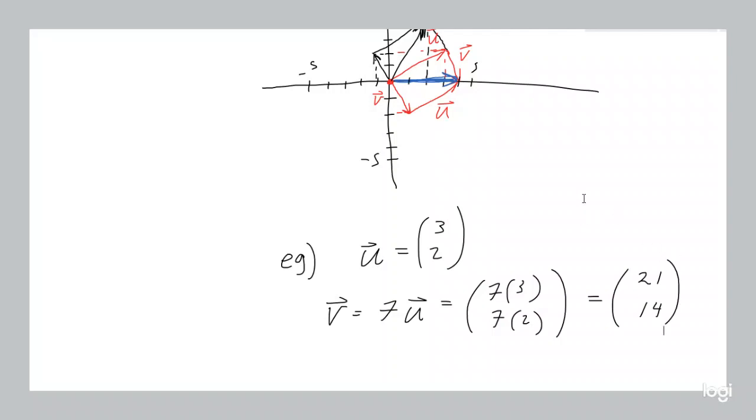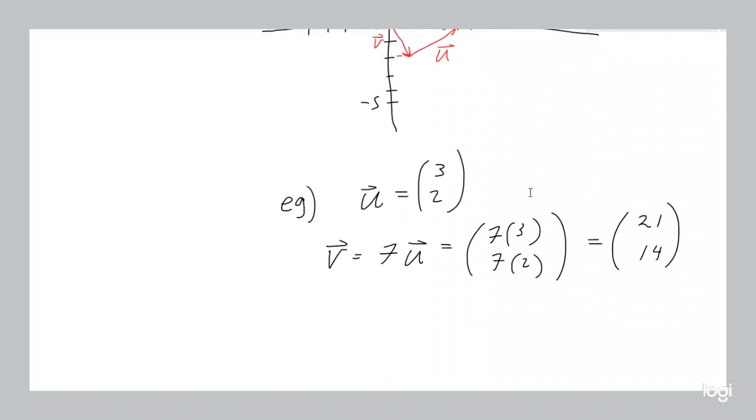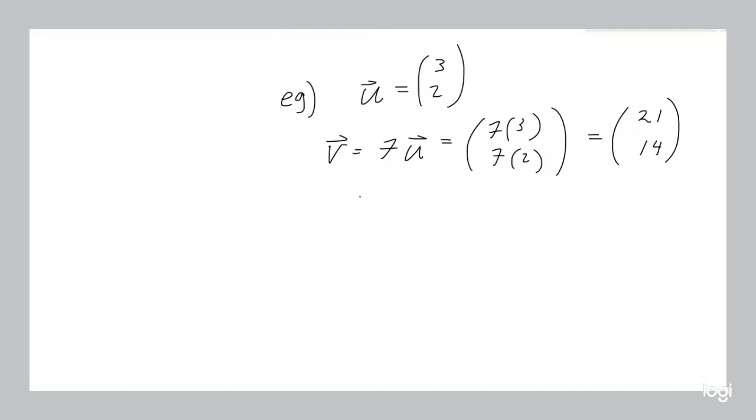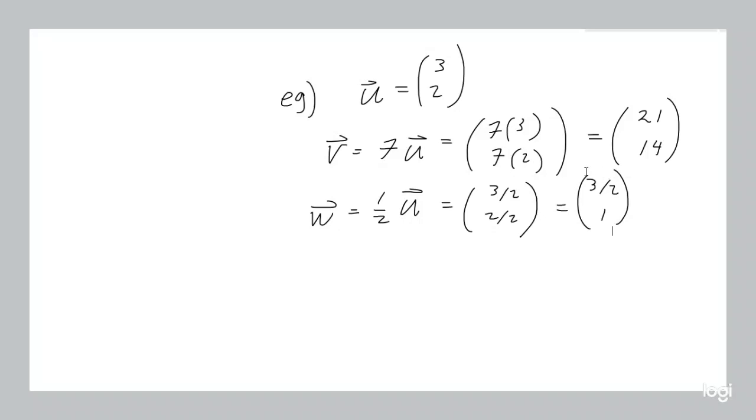So you just multiply the components by whatever constant it is you want to multiply the vector by. Same with division. If we want to define a vector w as being equal to 1/2 of vector u, well, that's going to be 3 over 2 and 2 over 2, or we could write that as 3 over 2 and 1. And if you're changing the magnitude of the vector in this way, you're not changing the direction.